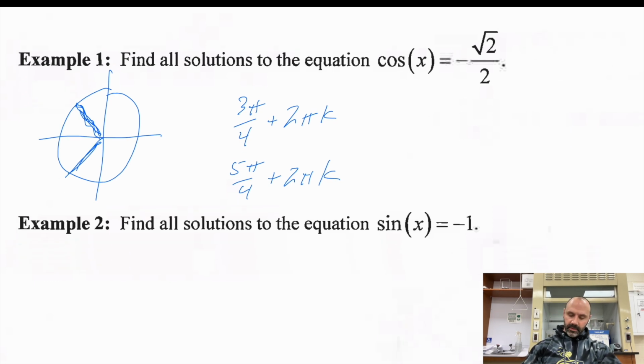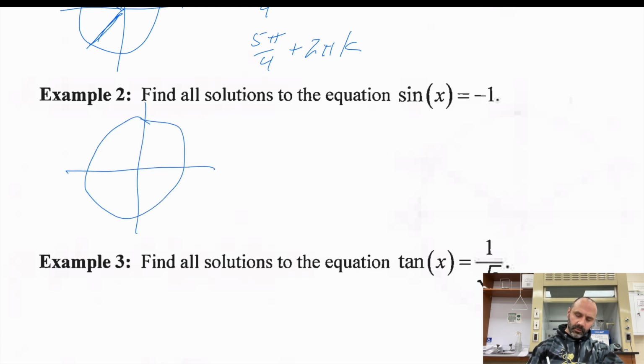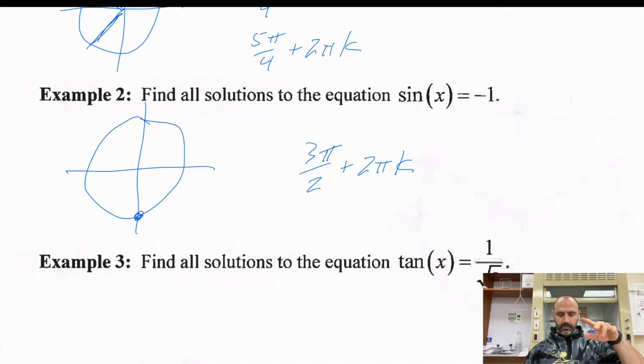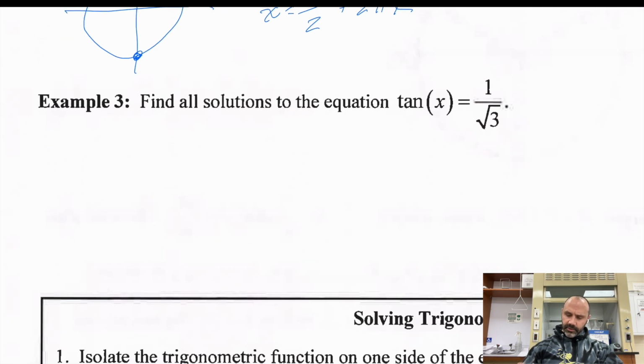Same idea here. Where does sine of x equal negative 1? Well, sine is the y value. Negative 1 occurs here. That's only one spot. And so this is going to be 3 pi over 2 plus 2 pi k. I don't have two different positions, so I only have one set of solutions, one expression for the solutions. We should write x equals, forgot about that. X equals.